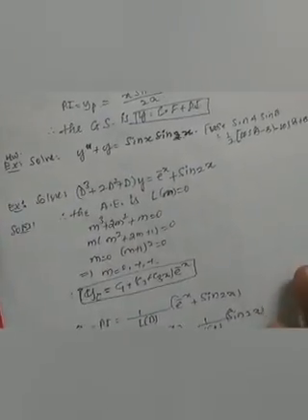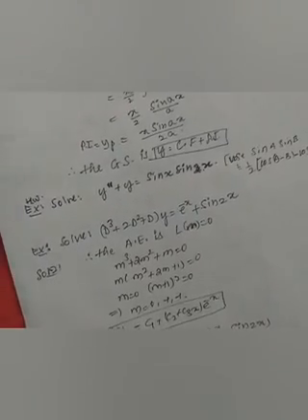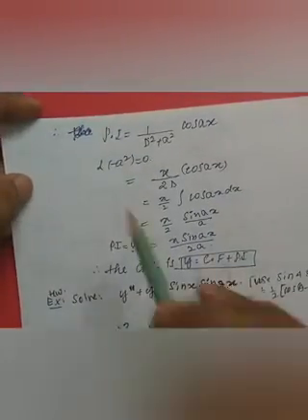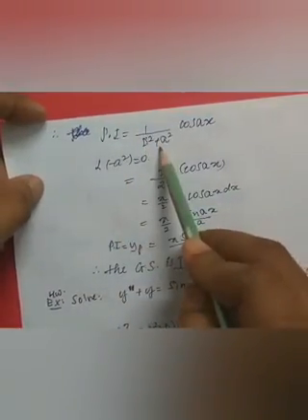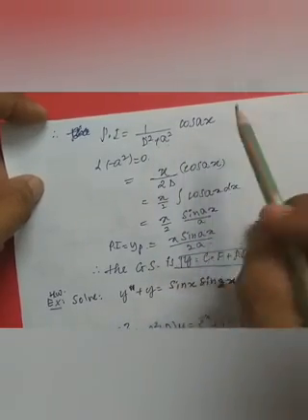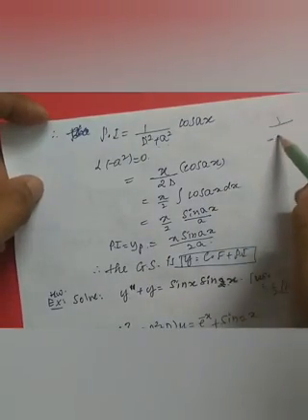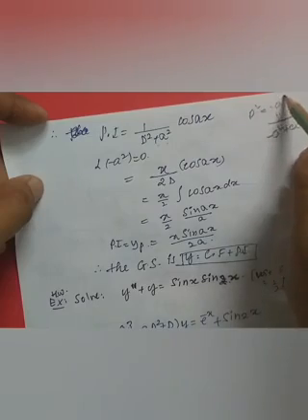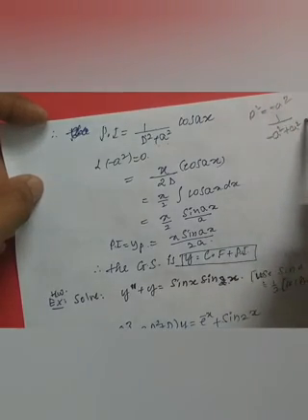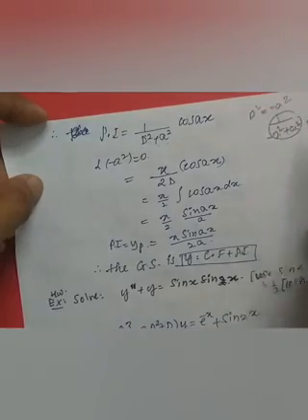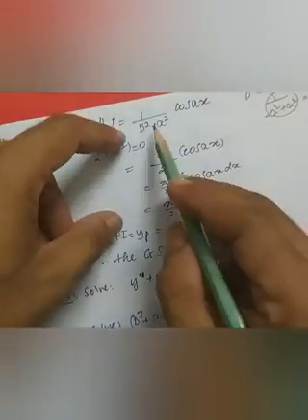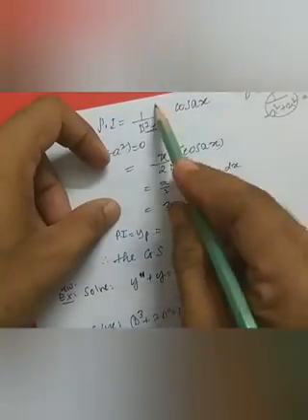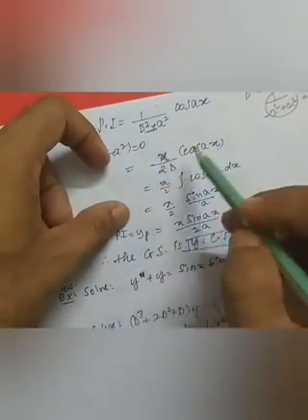Now we will concentrate on finding the PI. PI is given by 1 divided by (D square plus a square) of cos ax. Now you observe here, if you substitute D square is equal to minus a square, the denominator becomes 0, and 1 divided by 0 is infinity, not defined. Therefore what we have to do is differentiate the denominator once, that becomes 2D. Whenever you differentiate the denominator once, multiply the numerator by x.